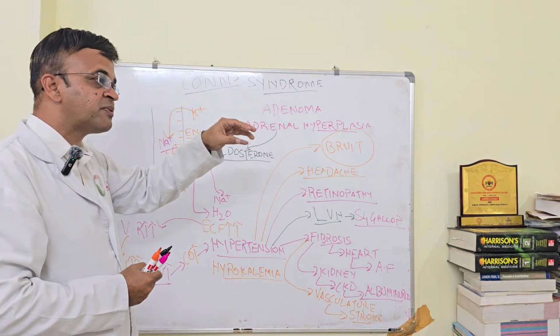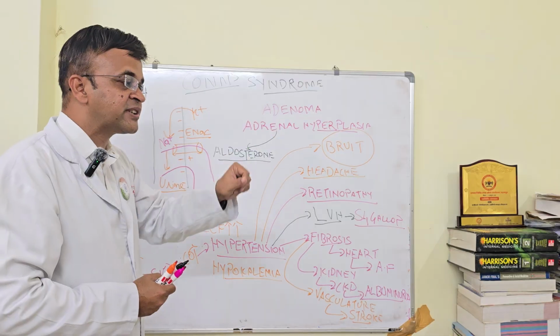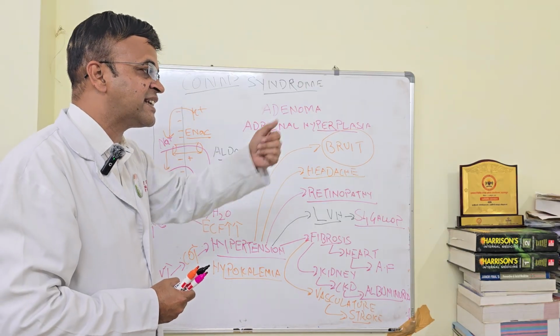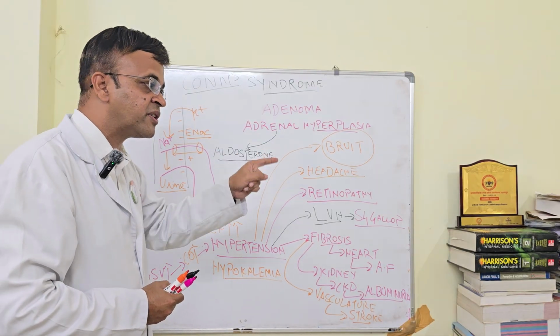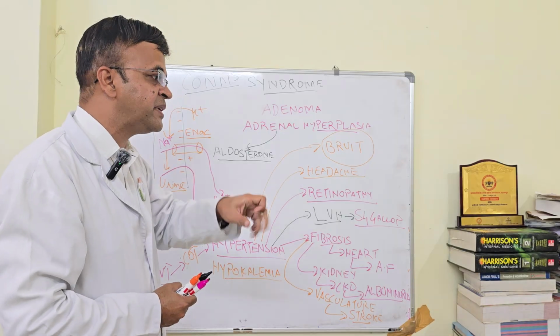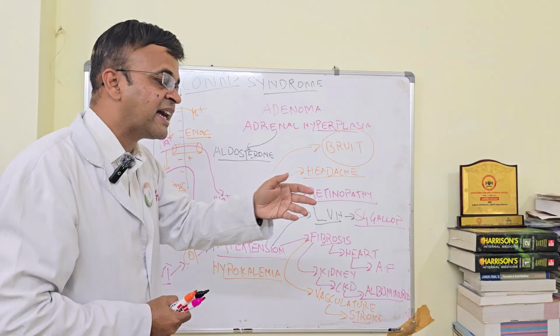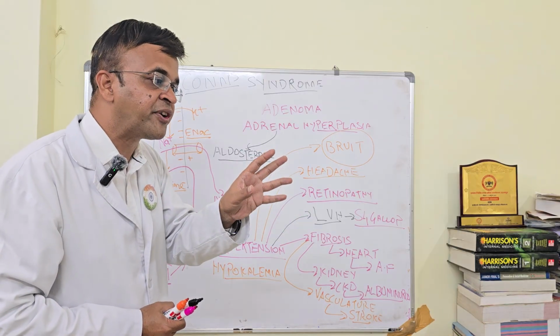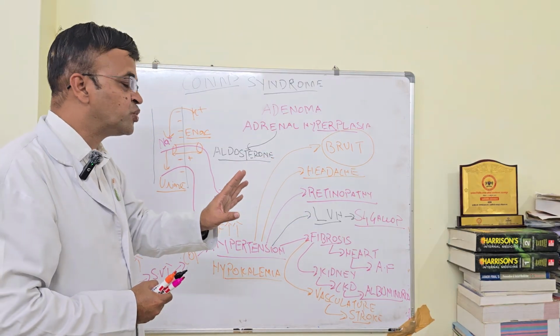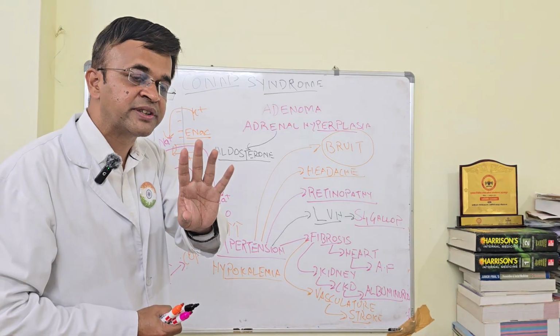What does ADH do? ADH will act on our V2 receptors. V2 receptors will increase the level of adenyl cyclase. Adenyl cyclase will convert ATP to cyclic AMP. Cyclic AMP will increase the level of protein kinase A, and protein kinase A will recruit our aquaporin 2 channels. So this is how ADH works.